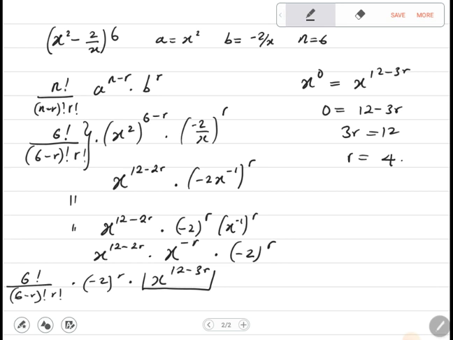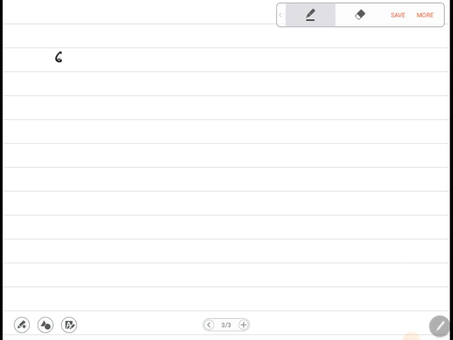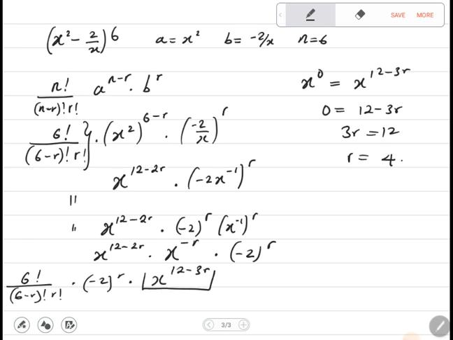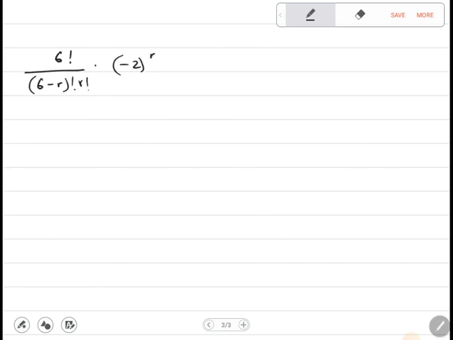Let's go now. On the left side, we have 6 factorial over 6 minus r factorial, then r factorial, times negative 2 to the power r. The x part will just give us 1, remember, x to the power 0. So if you want, you can include it as just 1, there's no problem. But this will be 6 factorial divided by 6 minus 4 factorial, then 4 factorial, multiplied by negative 2 to the power 4. That is r. The 1 can remain.